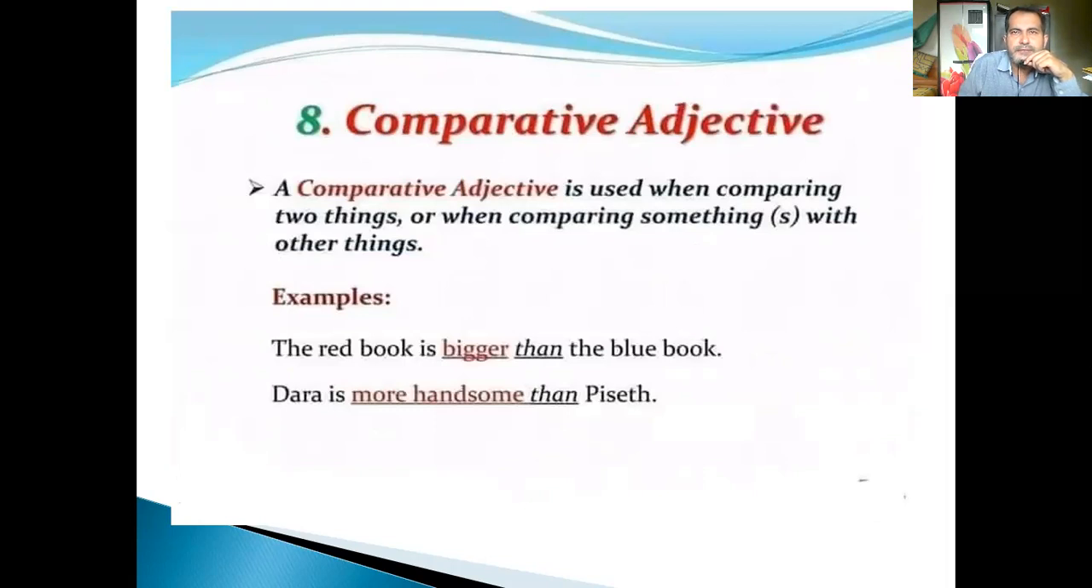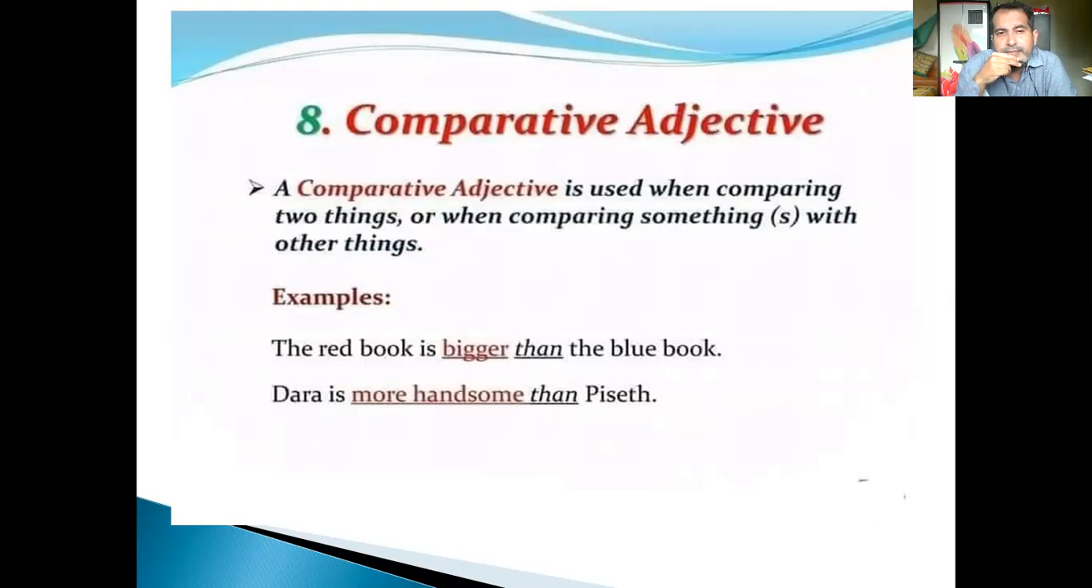Number 8 is comparative adjective. When we compare between two things, for example, I'm taller than him. This is bigger than that one. So bigger or taller or sharper, these things are comparative adjectives. And I think you know the superlative adjectives or comparative adjective degree. You have studied degree in your SSC. So if you can remember those, it will be easier for you to understand.